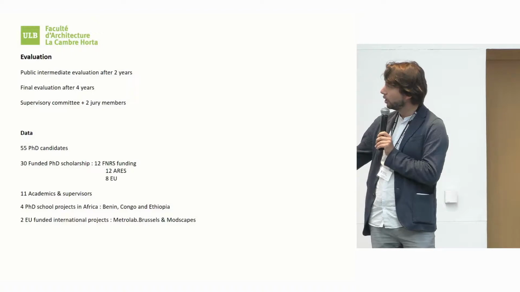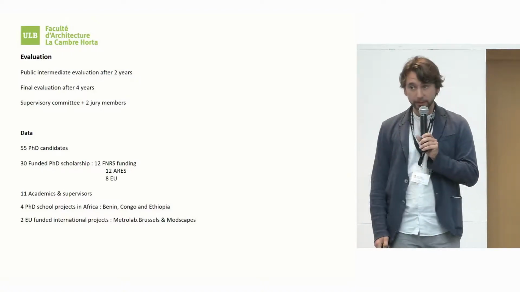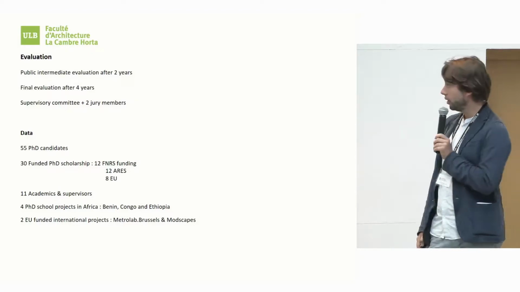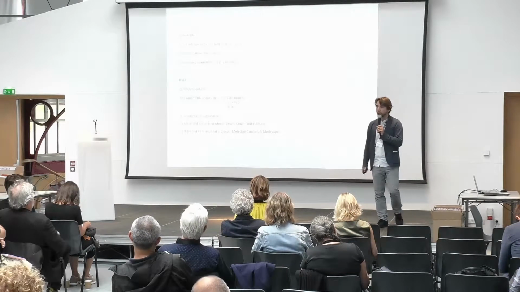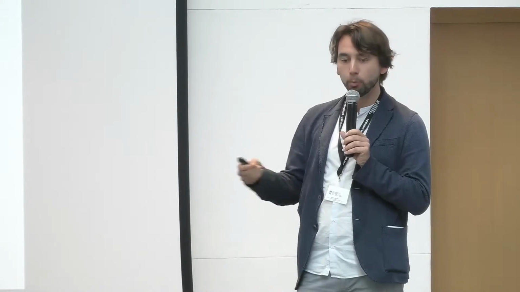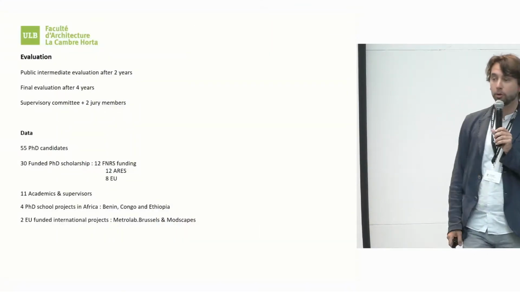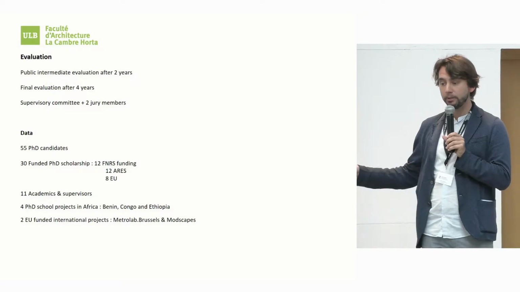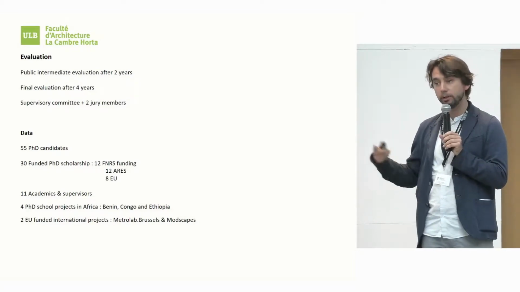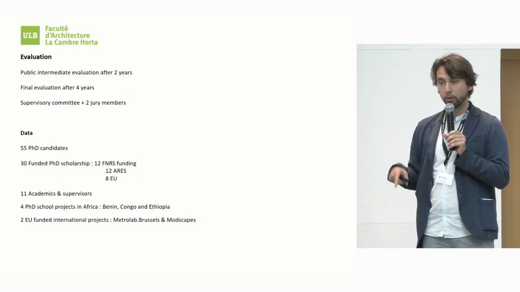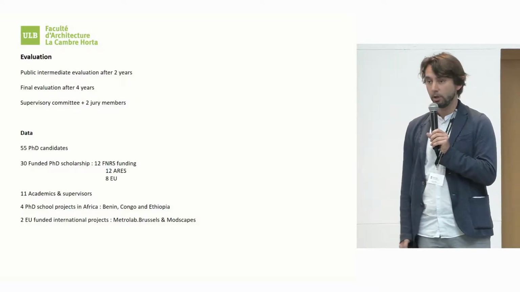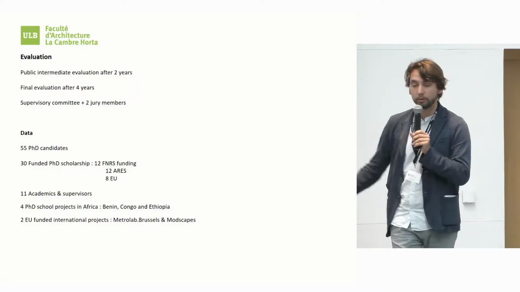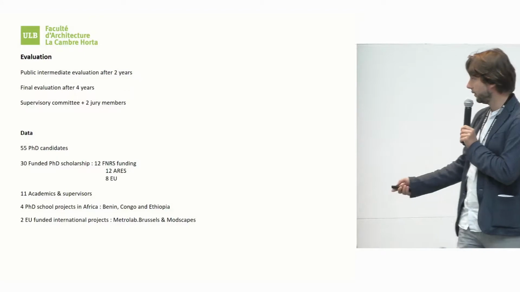Out of these 55, around 30 are funded. It means they have a real salary during the 4 years of their research. Around 12 are FNRS, the national agency in Belgium supporting individual PhD initiatives. 12 are ARES, which is for developing countries. It means students that usually stay 4 months a year in our institution and the rest in their home country. They have a supervisor in our institution and they do research about their own country. And then the other 8 or so are for larger-scale EU funding.